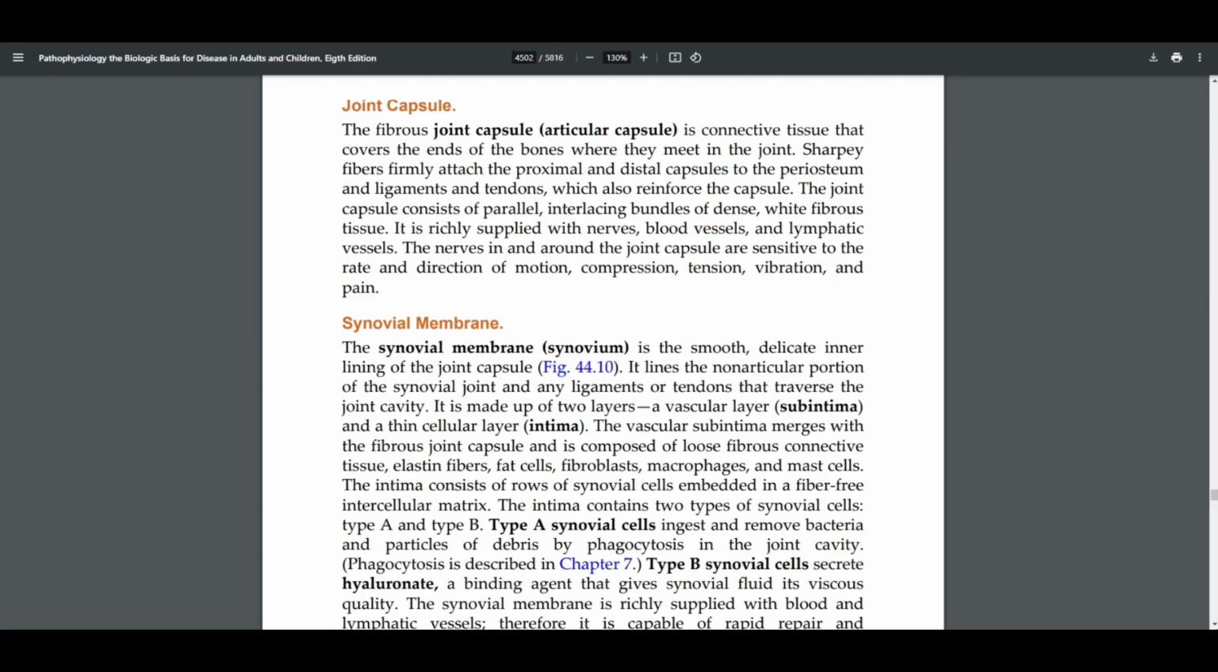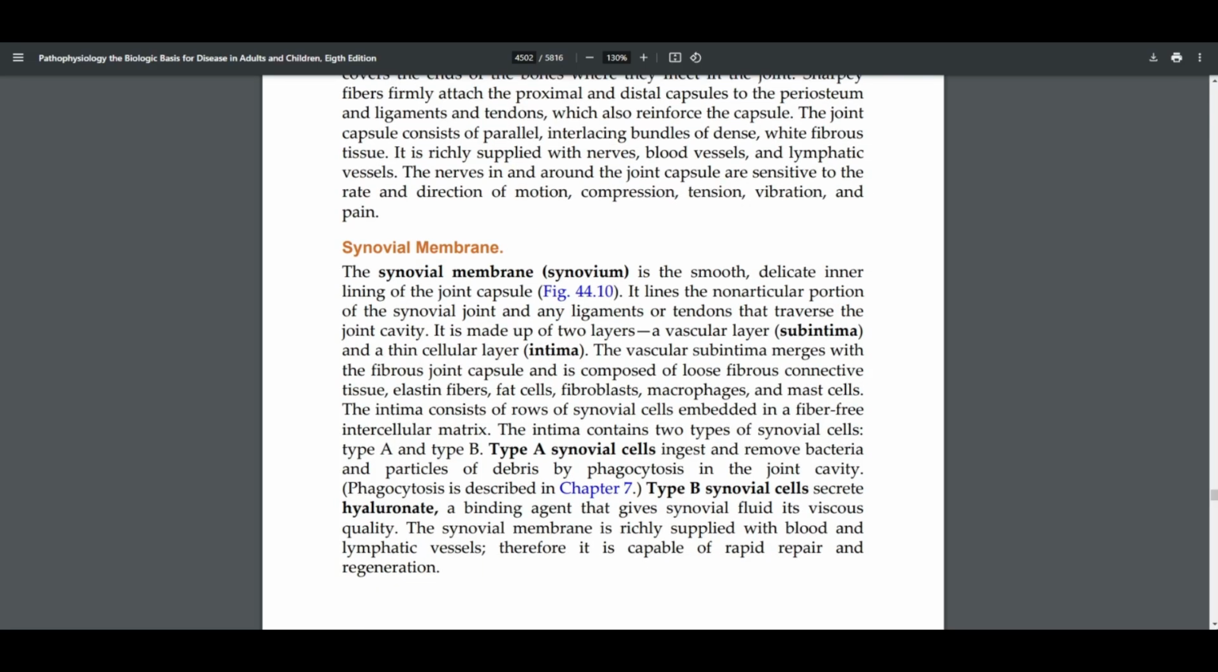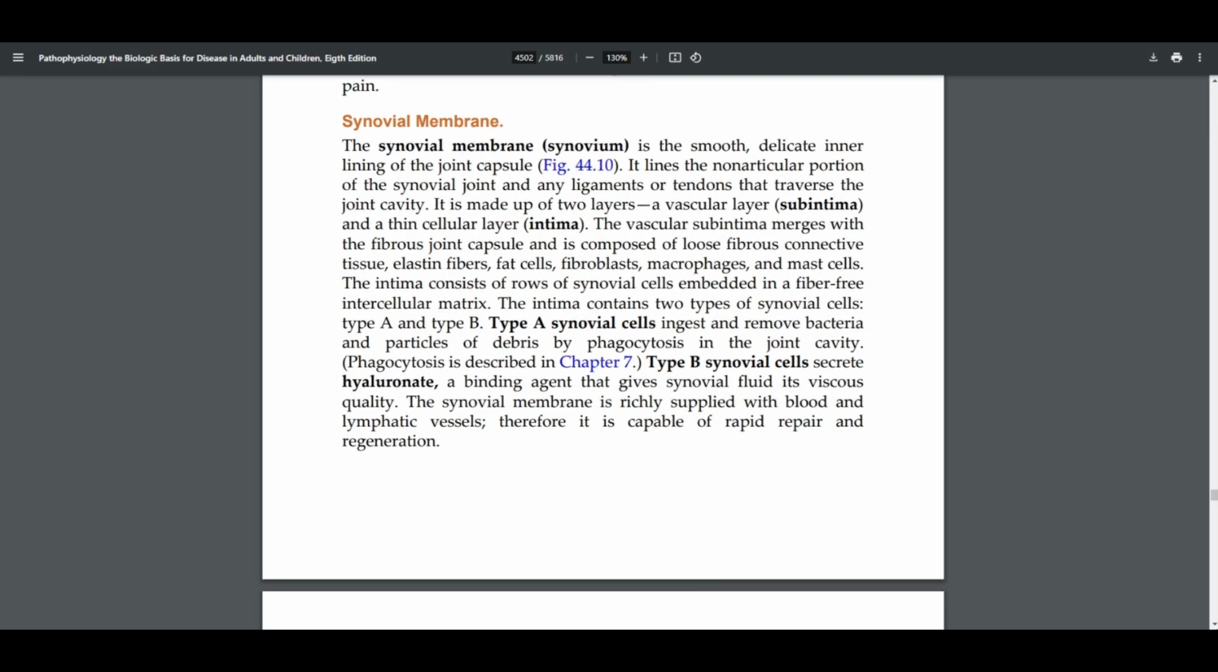The joint capsule consists of parallel interlacing bundles of dense, white fibrous tissue. It is richly supplied with nerves, blood vessels, and lymphatic vessels. The nerves in and around the joint capsule are sensitive to the rate and direction of motion, compression, tension, vibration, and pain.